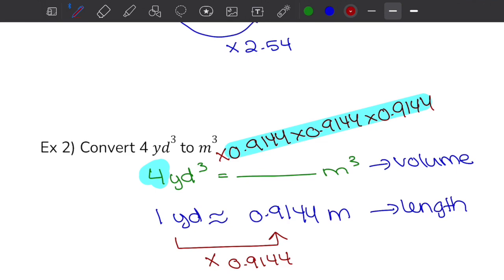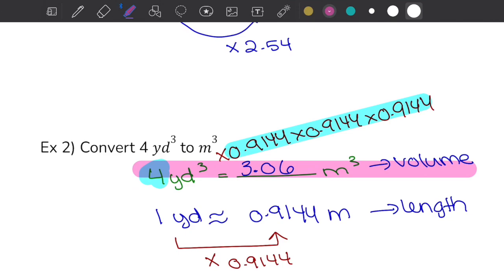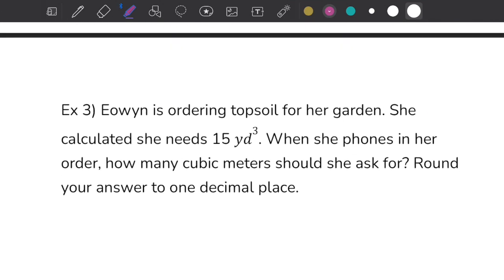So I'm going to take 2 decimal places. Keep in mind that your questions in your assignment will tell you what to round to. So here I'm just going to take 2 decimal places, and I'm going to go with 3.06 cubic meters. Okay, so I'm going to highlight that as our final answer. Okay, now let's jump to the next example.